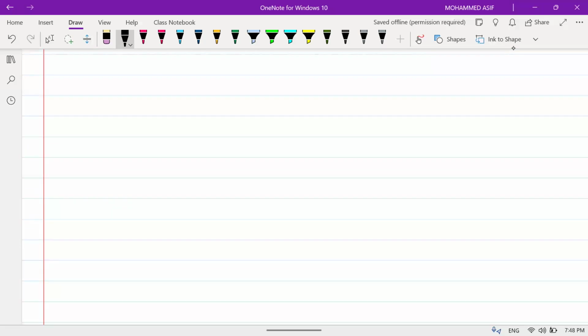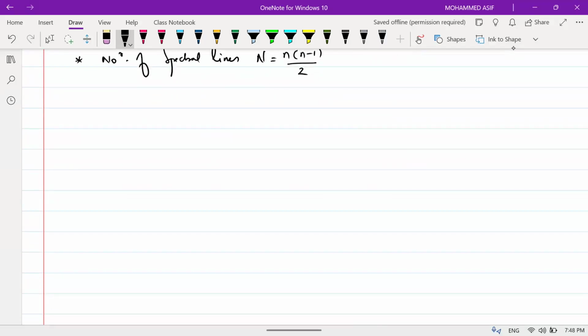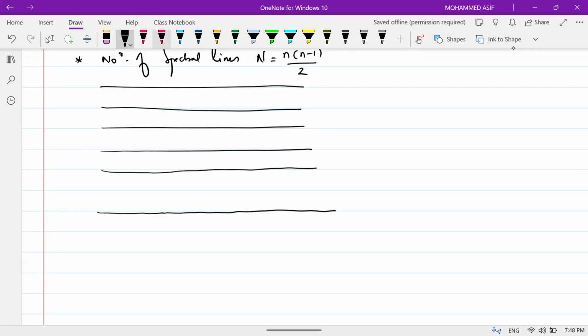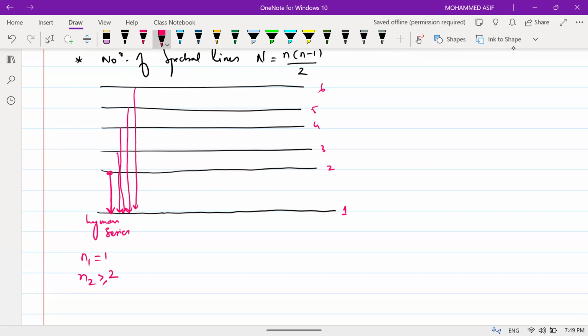I'm roughly drawing this diagram. See, if an electron is jumping from the second orbit to the first orbit. This is 1, this is 2, 3, 4, 5, 6, go on like that. Then from 3 to 1, or like this. What will this series be, beta? Lyman series. Lyman series means n1 is equal to 1 and n2 is greater than or equal to 2.